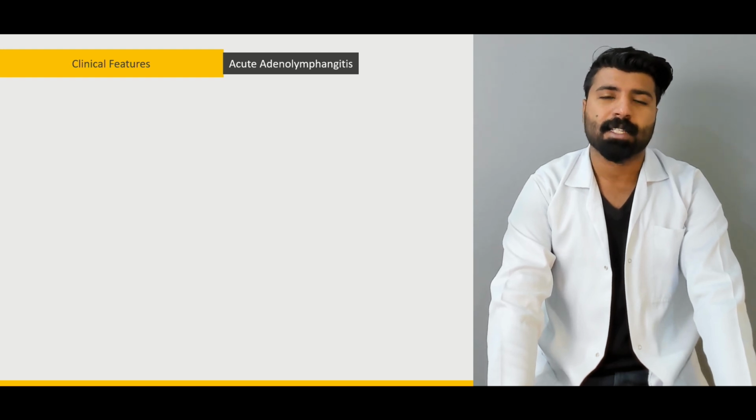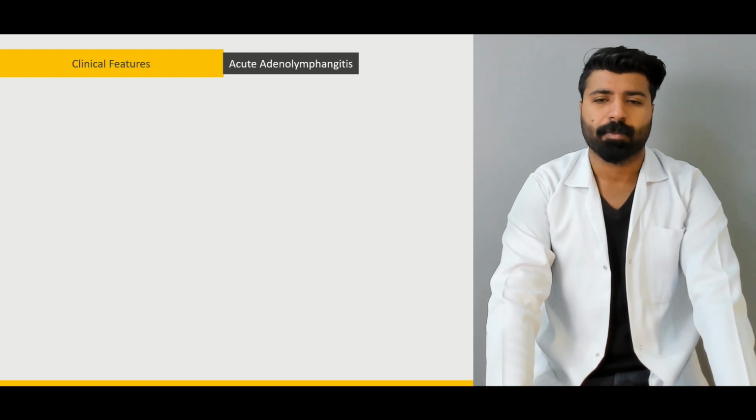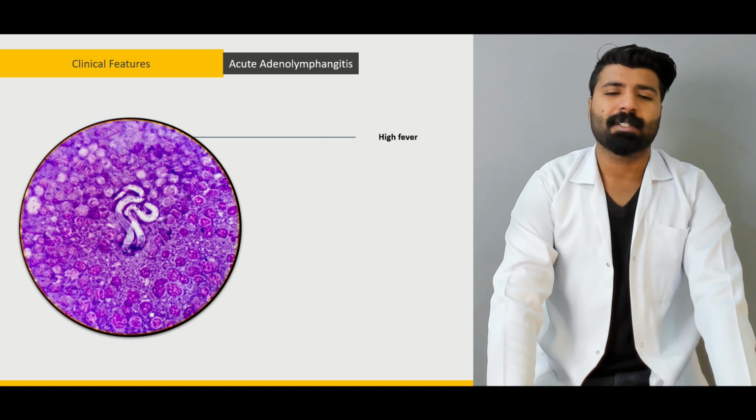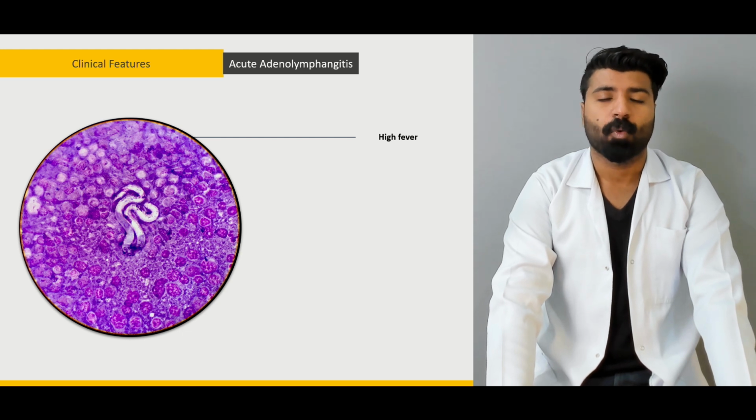Next one, let's talk about the clinical feature, acute adenolymphangitis. I guess that was the most alarming one for you, right? So let's talk about it. What happens is that in acute adenolymphangitis, you are going to have what? High fever. Why? It's an acute pathology.